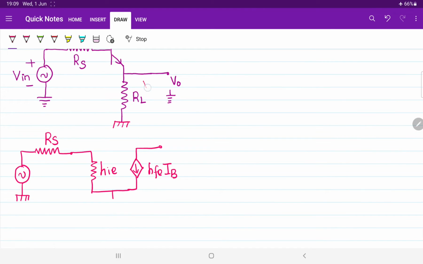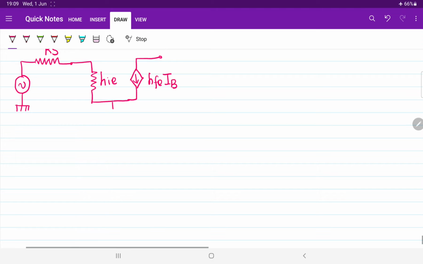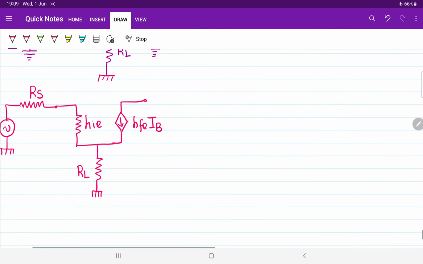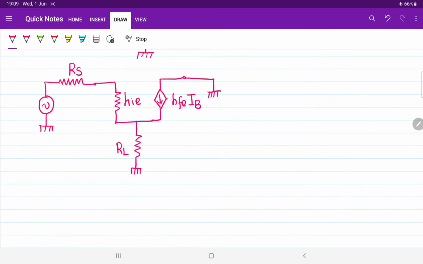Now if you observe, the emitter terminal is connected with one resistor called RL, and that will be connected with the ground. So I am calling it RL. After that, the collector terminal is directly connected with the ground. So I am just simply connecting it with the ground. That's all. So that is the AC equivalent circuit.